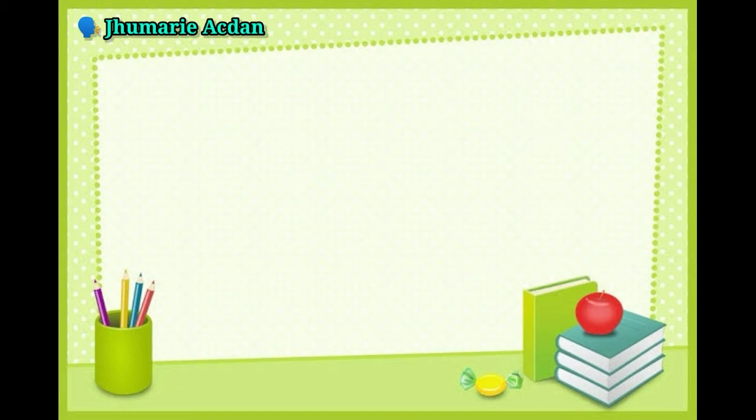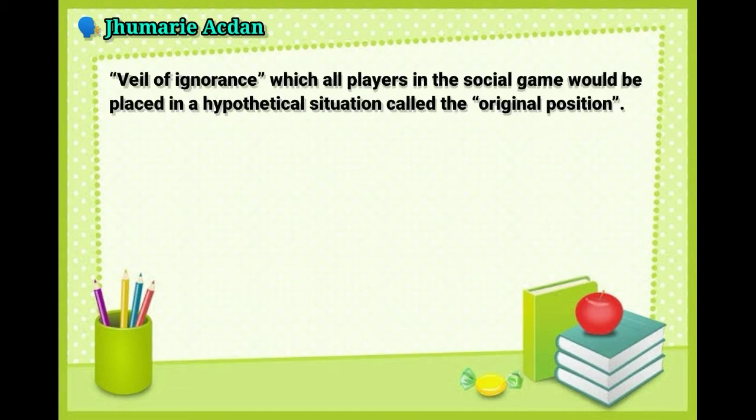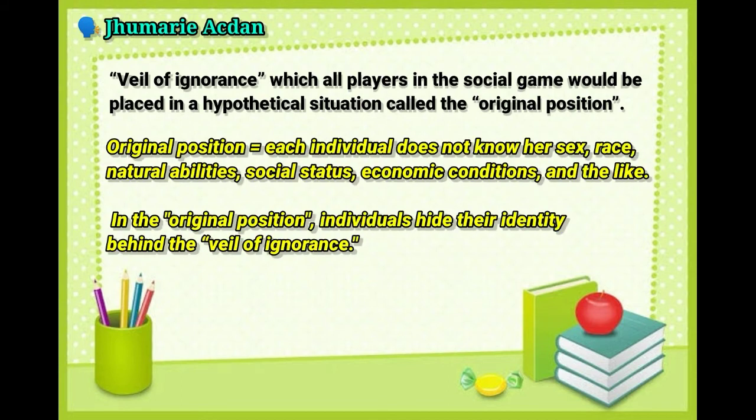Rawls introduces the theoretical veil of ignorance in which all players in the social game would be placed in a hypothetical situation called the original position. Rawls suggests that in the original position, each individual does not know her sex, race, natural abilities, social status, economic conditions, and the like. In other words, in the original position, individuals hide their identity behind the veil of ignorance.